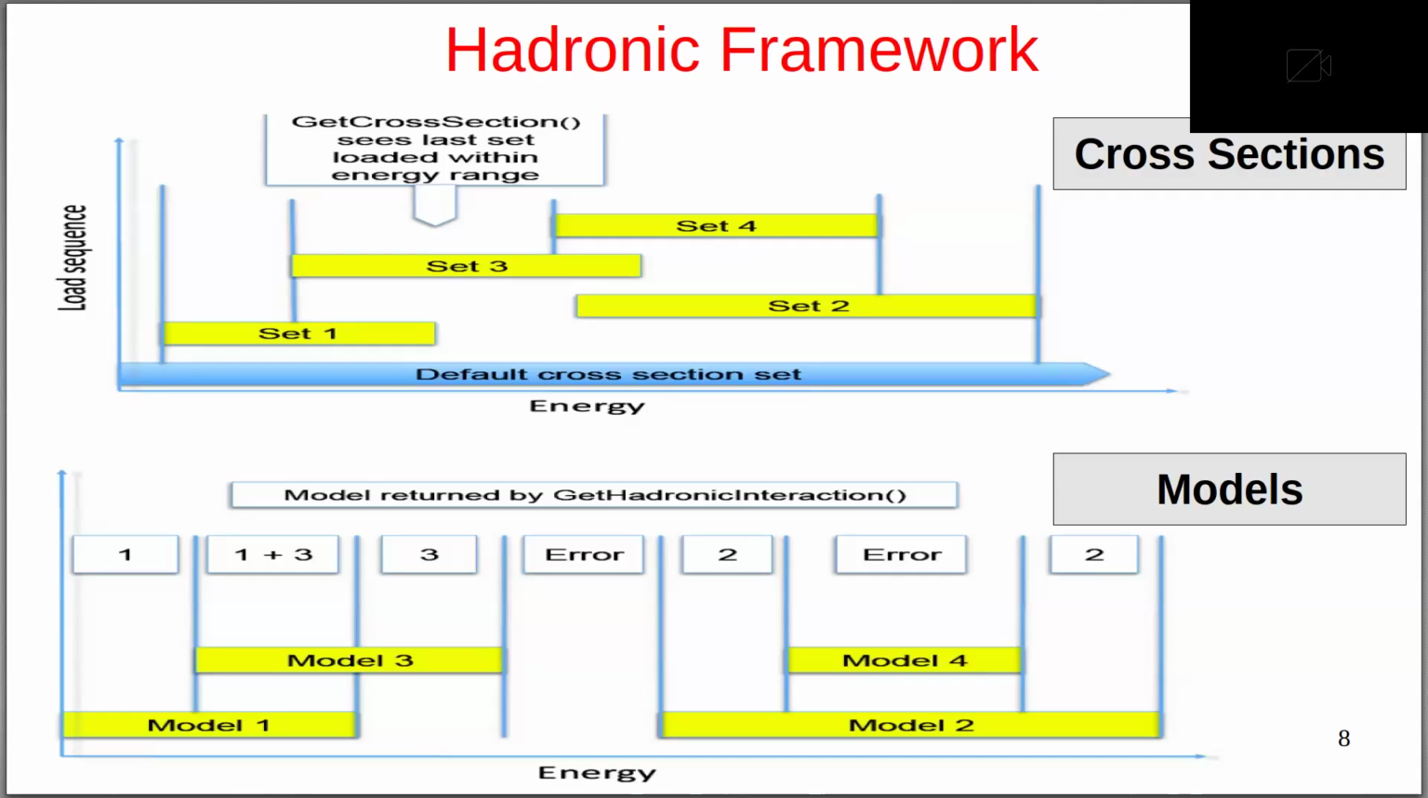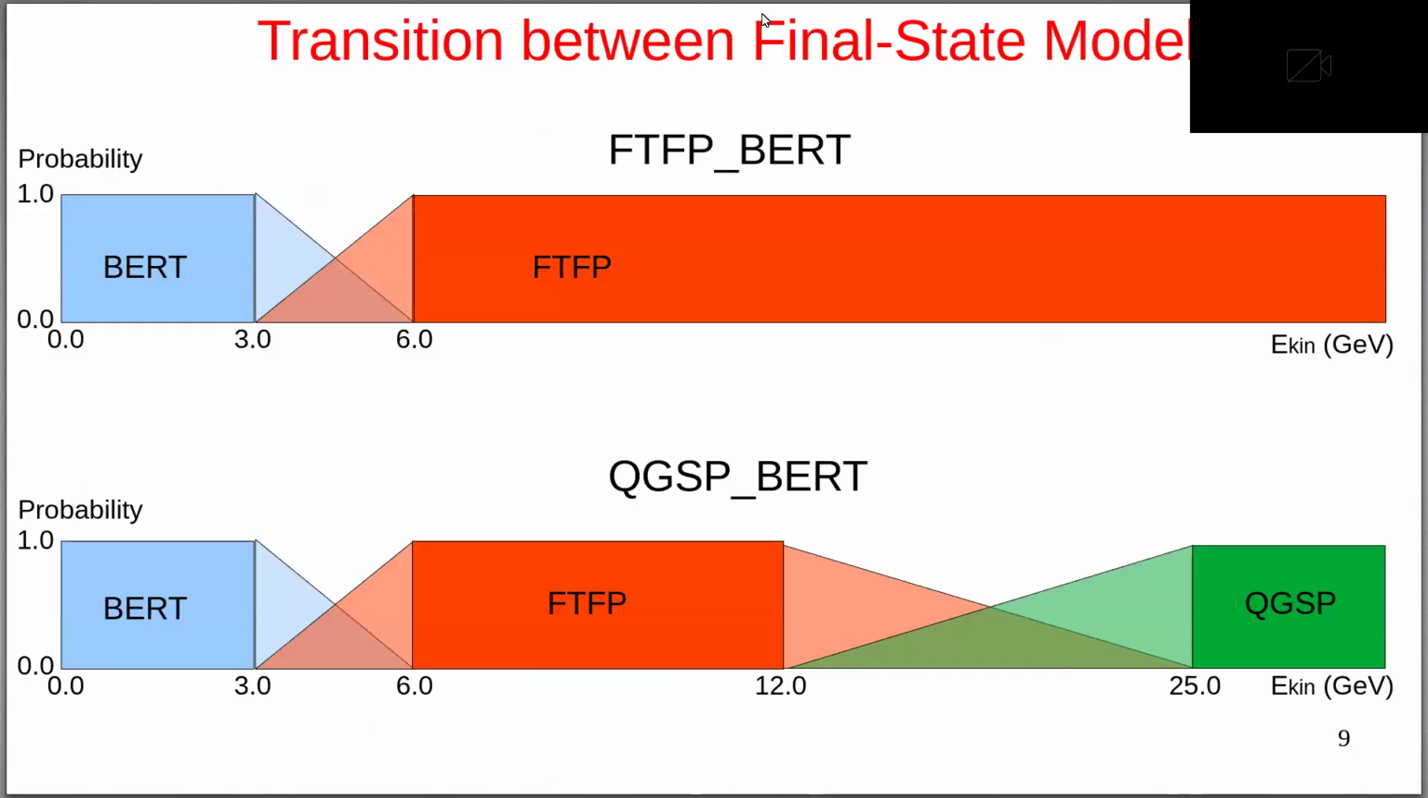For the final state, we need to have at least one model, not fully overlapping, like here. So this is considered an error. But we allow this situation where there is a transition region between the two. And the idea is to draw a random number in this transition region and select, according to a given probability which is assumed to change linearly, which of the two models to pick for each interaction.